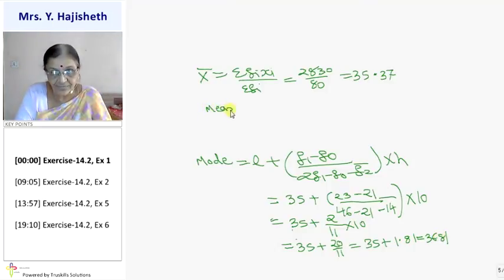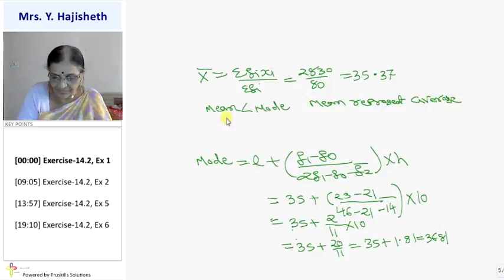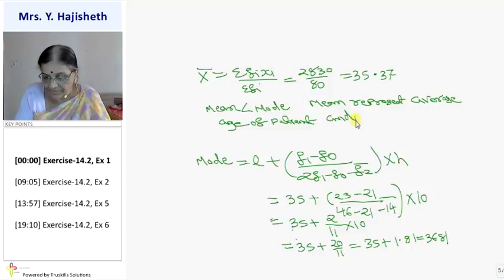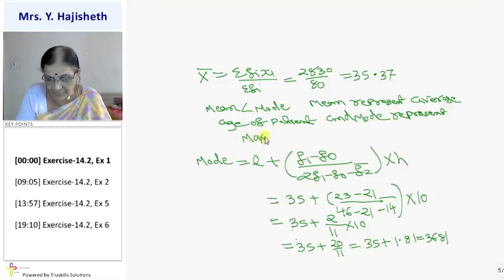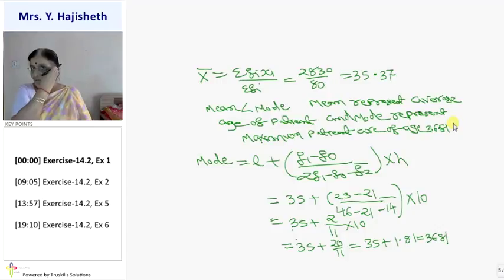Here mean is less than mode. Why? Because what does mean represent? Mean represent average age of patient. And mode, what does mode represent? Mode represent age of most of the patient, okay? Represent maximum patient are of age 36.81. It shows mode represent most of the maximum number of the patient having age this, and mean represent the average age of all the patient.